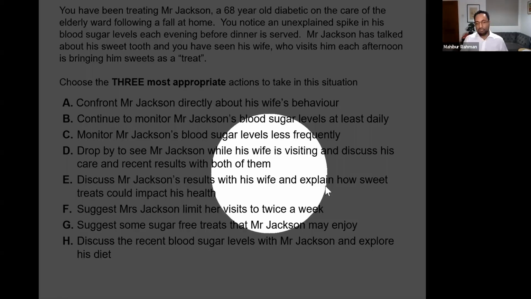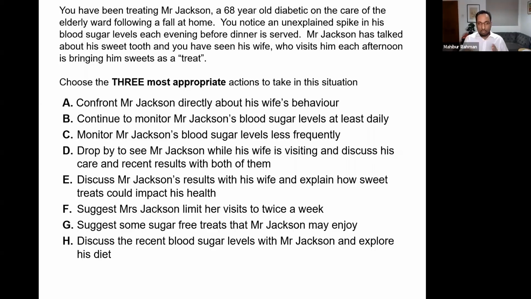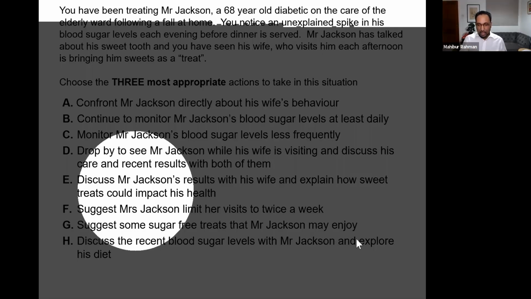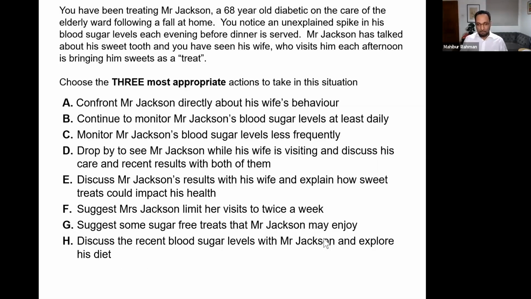Option F, suggest to Mr. Jackson, you know, come in a couple of times a week, no more, all right? Option G, suggest some sugar-free treats that Mr. Jackson might like. And H, discuss the blood sugar levels with Mr. Jackson, that is important, and explore his diet. Okay, so the preferred response, the way to get full marks, is B, G, and H. Okay, B, G, and H.